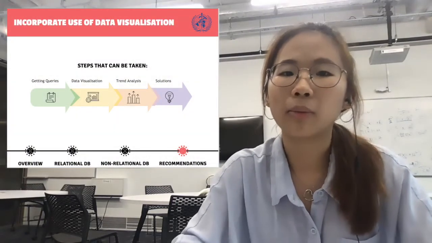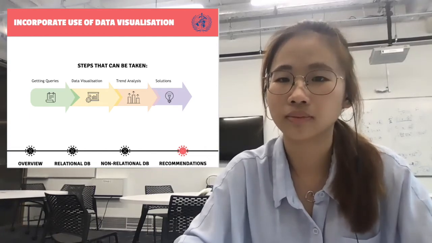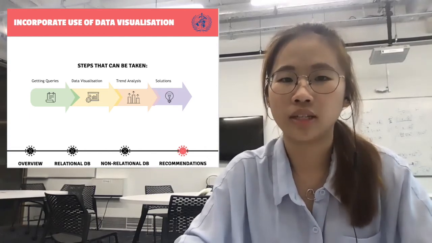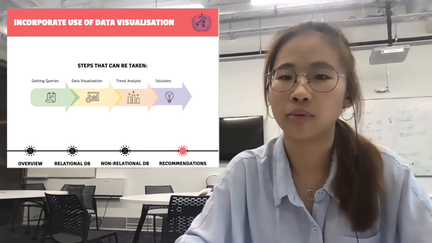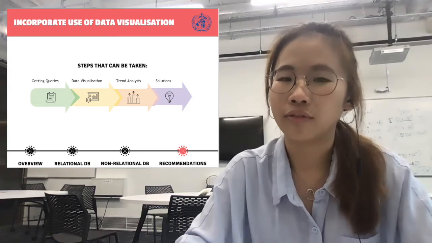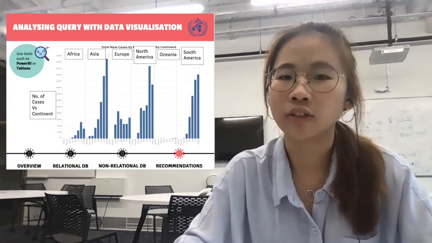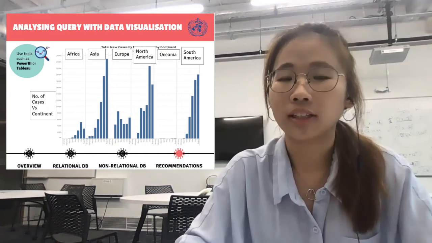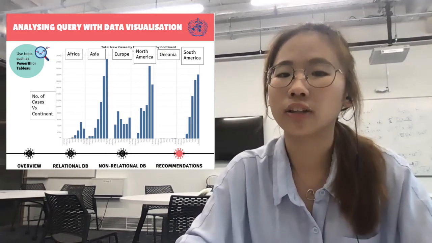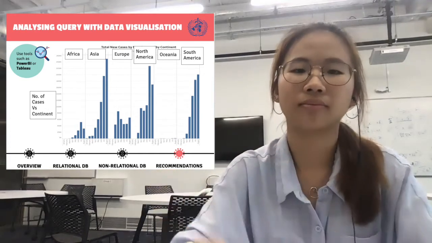We believe that WHO should not stop at just churning out data using the database models. Instead, they should proceed to using data visualization to generate insights from their query output, so as to come up with effective solutions. Taking the output from query 6 as an example, our team has made use of Tableau to transform the output into a graph. We've plotted the number of cases against different continents and have arrived at this figure as shown on the slides.